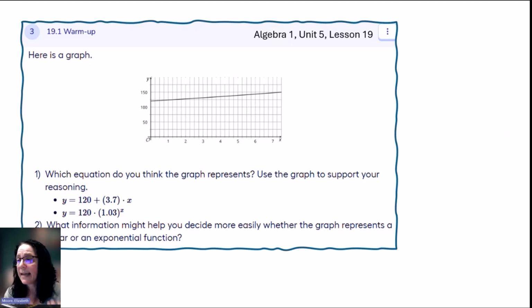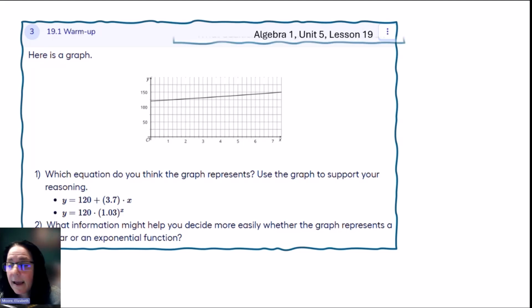Then we can get to our warm-up, and just for context, so we're not a little bit lost, here is the first slide of the warm-up. It gives them this little piece of a graph, asks them which equation they think the graph represents, and what information might help them to decide more easily whether the graph is that linear or that exponential model.